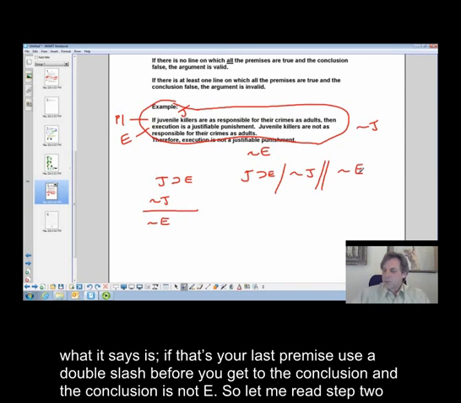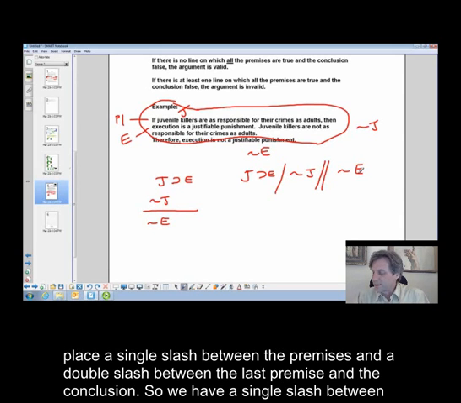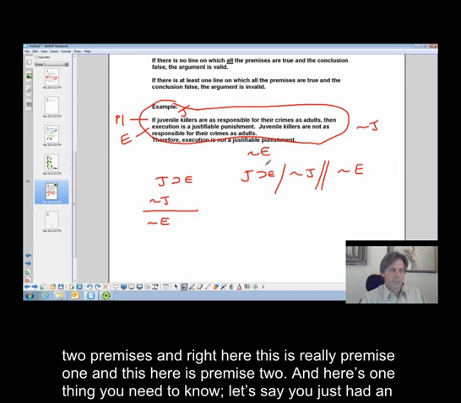All right? So let me read step 2 again, and just listen and pay attention here. Write out the symbolized argument in a linear way, and place a single slash between the premises and a double slash between the last premise and the conclusion. So we have a single slash between the two premises, and right here this is premise 1, and this here is premise 2. Let's just make sure we separate that out.